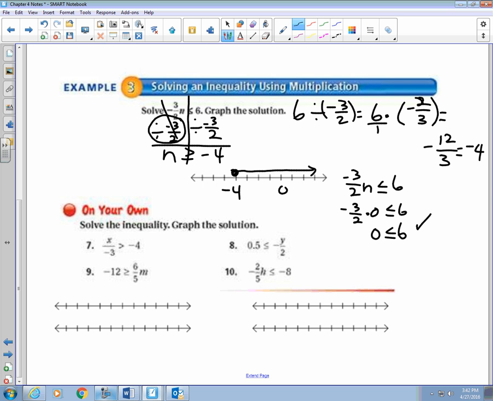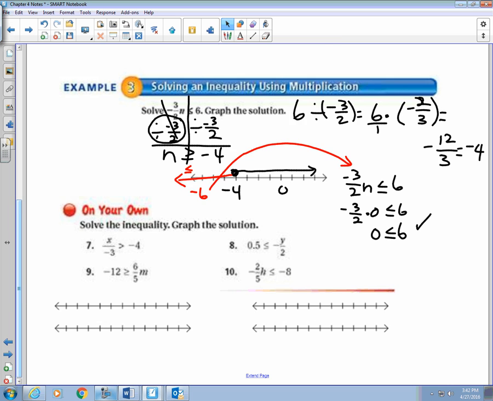Right? Let's say we forgot to flip the inequality symbol. When we go to graph this, we're actually going to have n is less than or equal to -4, and we're going to graph it the wrong direction. And if we plug any number to the left of -4 into our original inequality, so let's say we took -6 and we tried to plug it into this inequality, we would find that it doesn't work. And that would tell us that we did something wrong. So then we should go back and check. The first thing we should check is, did we need to flip our inequality symbol? And if you did, then you should probably go back and do that.